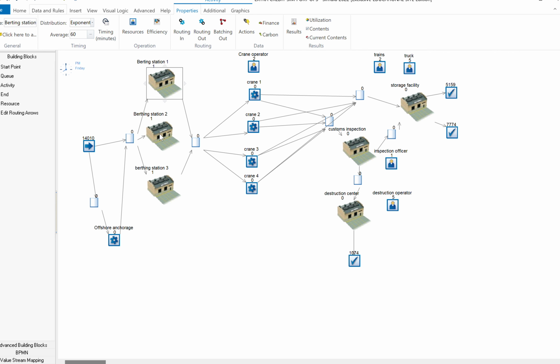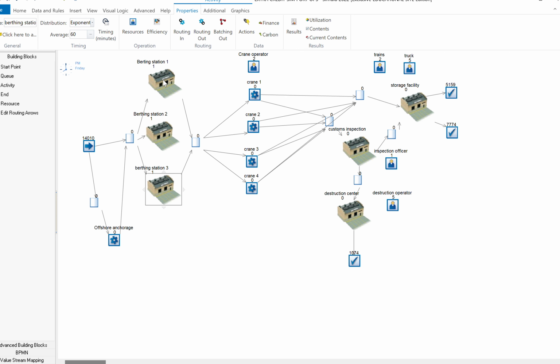And then here it just evenly goes between all 3 of the berthing stations, with the same distribution to all 3. From here, it's all exponential distribution, and you can see that it's 60 minutes for the timing. That's the same across all 3 berthing stations. Then, after these 3 berthing stations, this is where the ships would be evaluated.